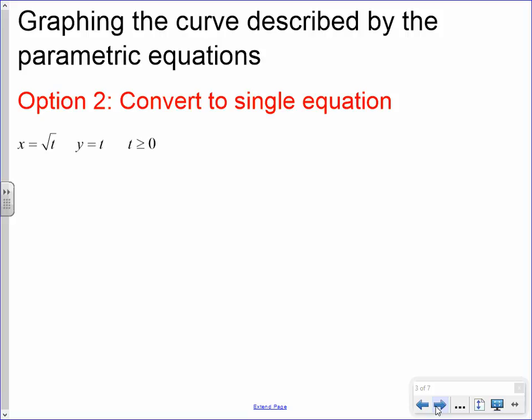Now, when we eliminate the parameter, you solve for t in one and plug it into the other. So essentially, what would be the easiest substitution? x equals the square root of t, and y equals t. So x equals the square root of y. Some of you may even write y equals x squared.